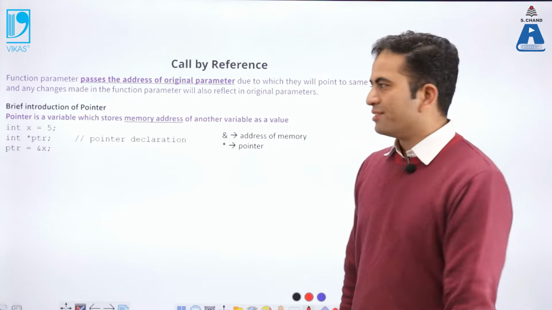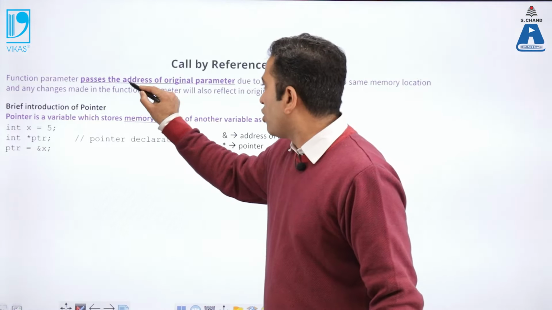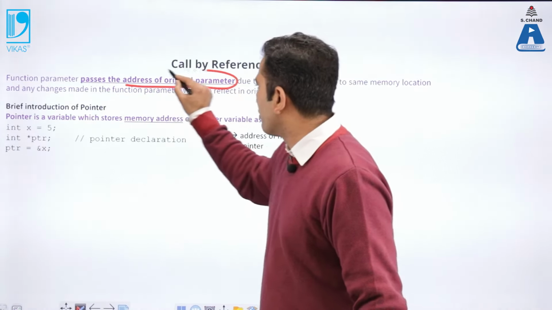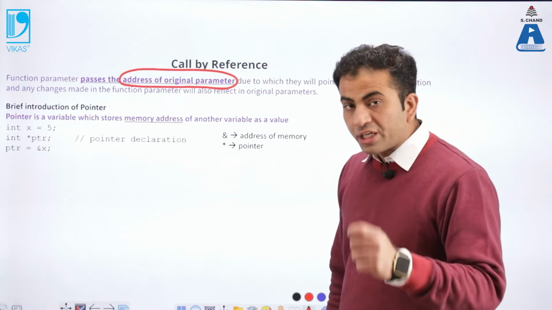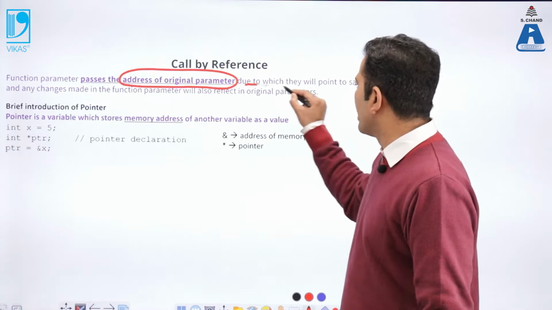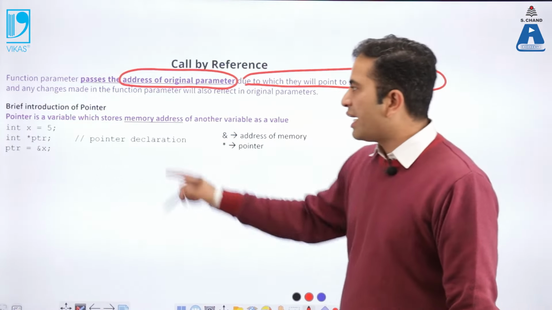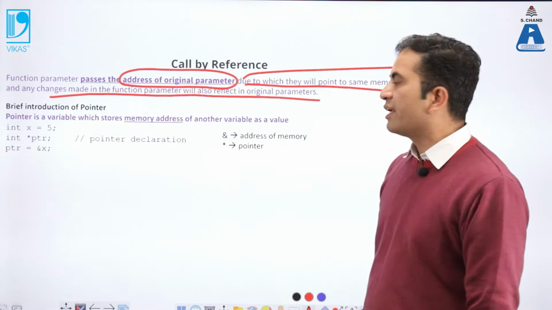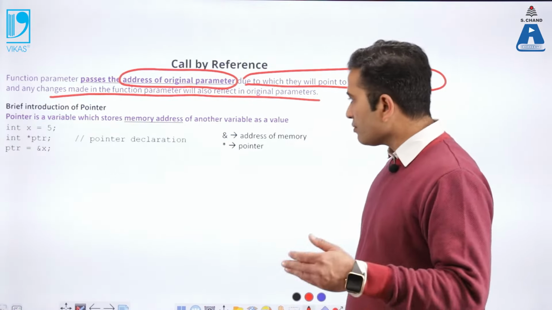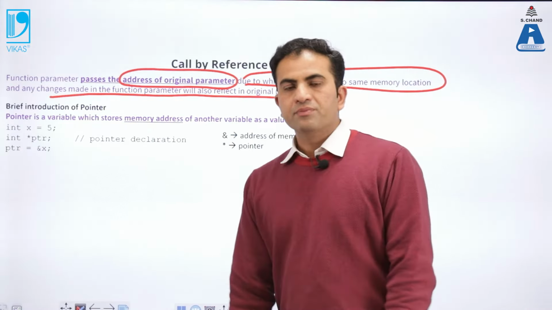Call by reference. So the function parameter passes the address of the original parameter, due to which they will point to the same memory location, and any changes made in the function parameter will also be reflected in the original parameters. Okay, so what is the meaning of this?